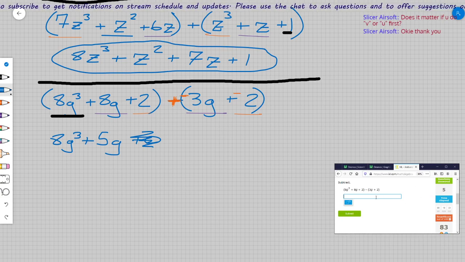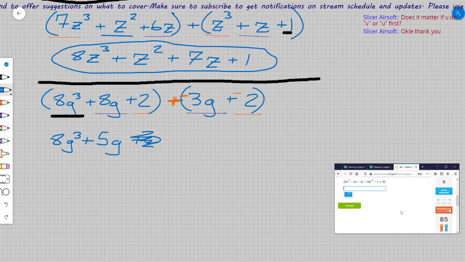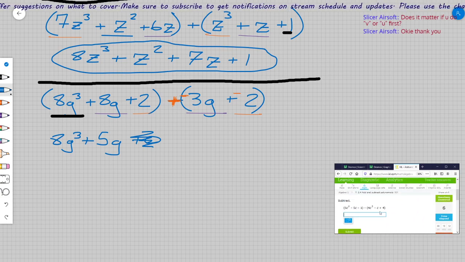So let's fill this in. 8g cubed plus 5g. And you could put plus 0 in here, but I wouldn't. It's just extra stuff you have to type, and I wouldn't do that for PowerSchool or for anything like that, because you need to know that anything plus 0 is just itself, so it just doesn't need to be there. And we went up, so we did good. We got that one right.